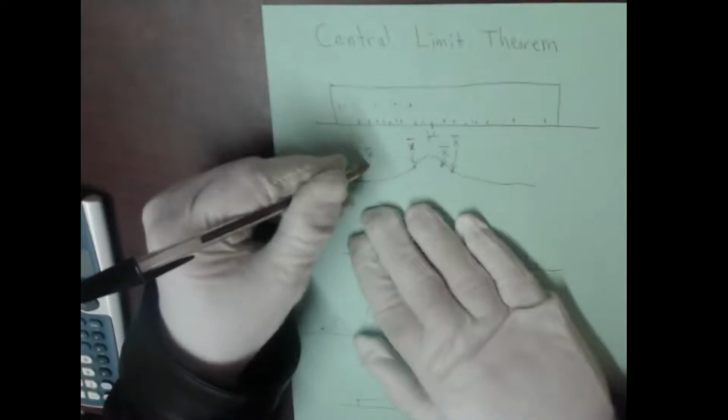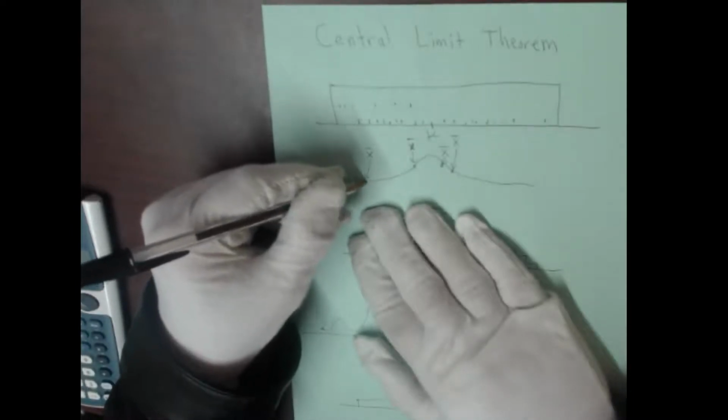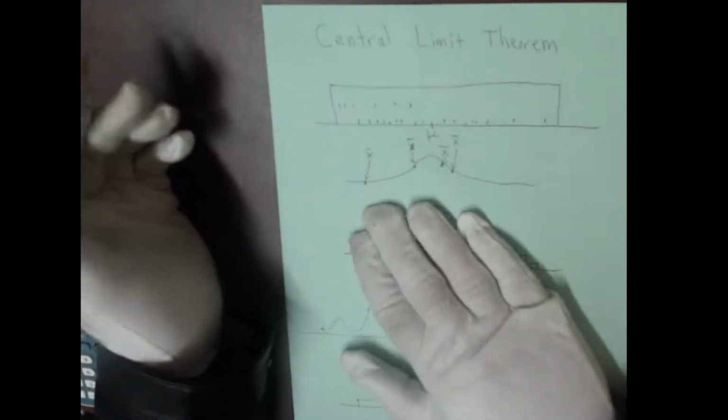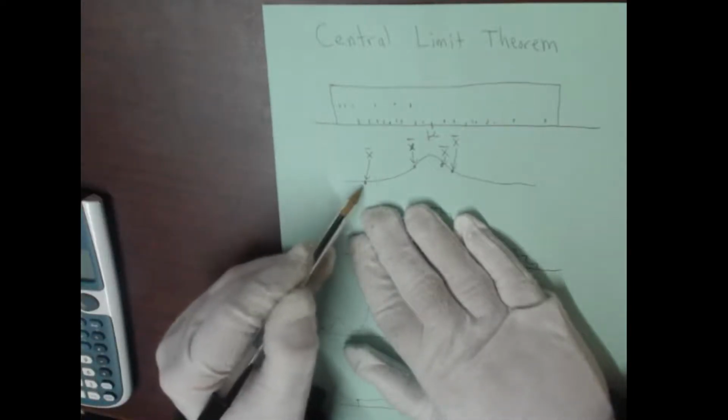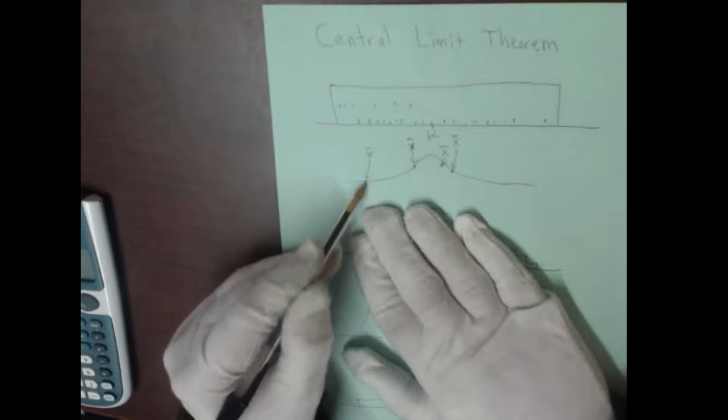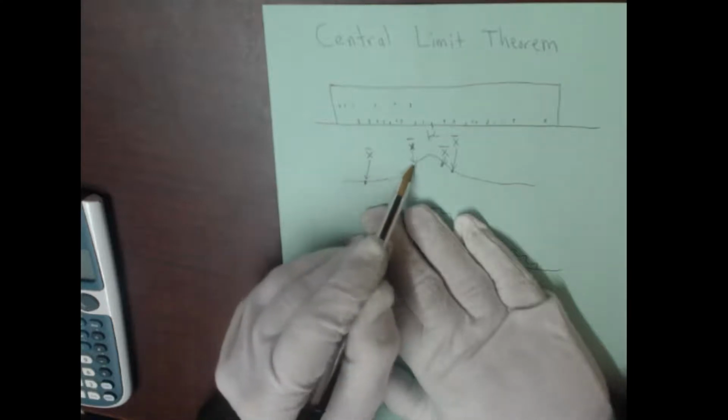However, it is possible to get one that's way on the edge, that's an outlier. I'm not saying it's impossible. If it was impossible, there'd be no line right here. But it's just really unlikely. It's much less likely to get this sample than these ones.